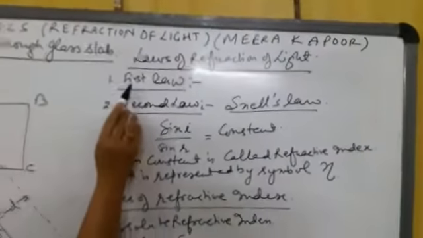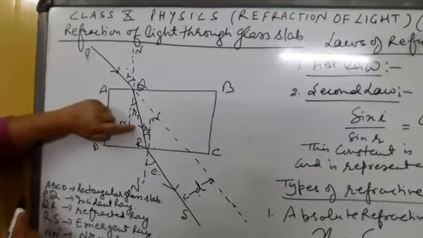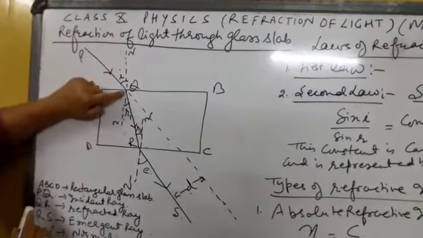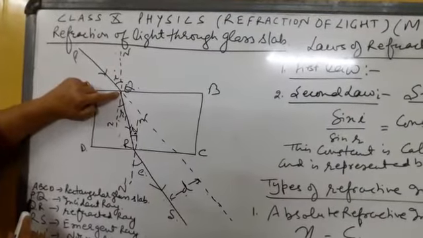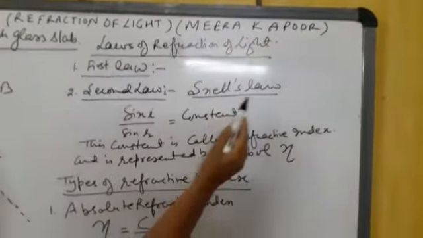There are two laws. The first law explains that the incident ray, the refracted ray and the normal all lie in the same plane at the point of incidence. The second law is also known as Snell's law.